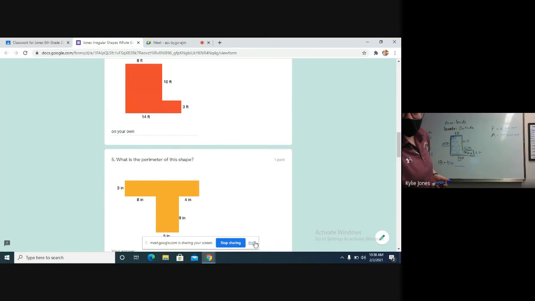While you guys do that, I'm going to draw the shape for number 5 and 6.